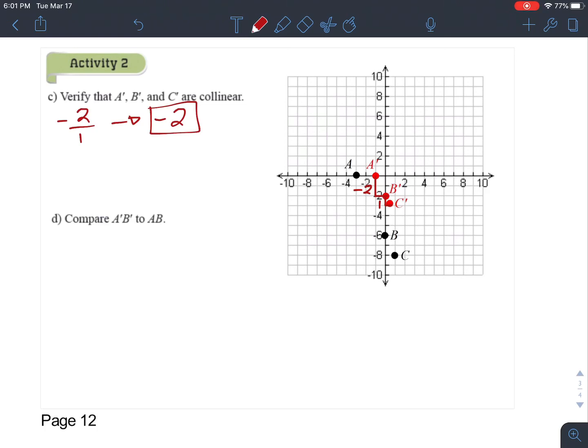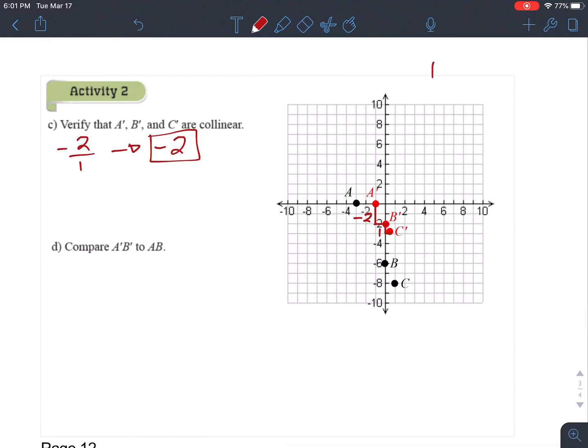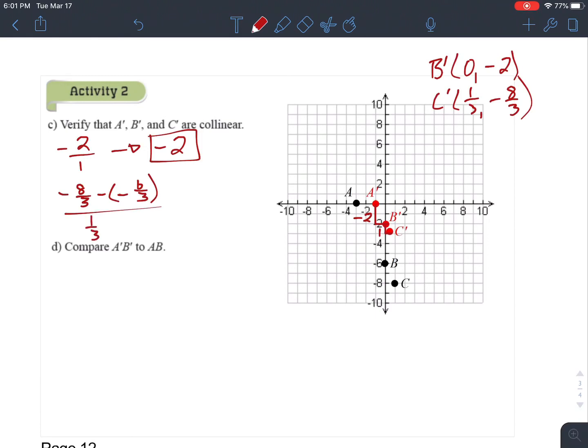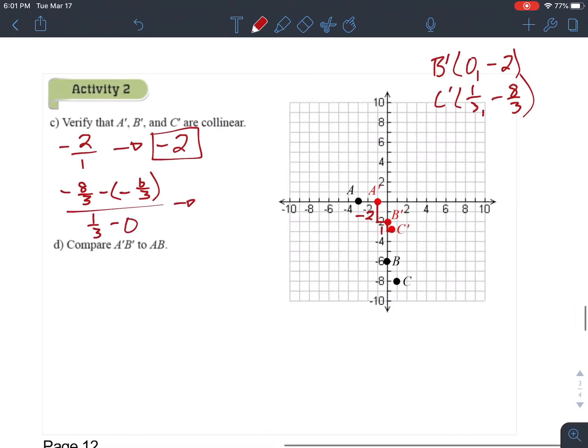And for that one, we need to see that we are going to go down. So it might be helpful if we had the coordinates here. B prime, as a reminder, was 0, -2. C prime was 1/3 and -8/3. And I think it may be easier for us if we actually calculate the slope. So if we take -8/3 and I'm going to change -2 into -6/3, minus -6/3, and for the bottom we can keep 1/3 minus 0. That's going to give us, let's see, -2/3 over 1/3.